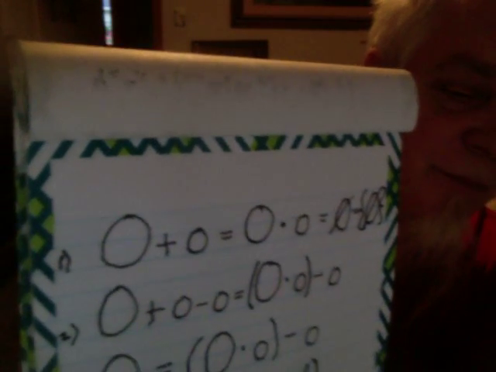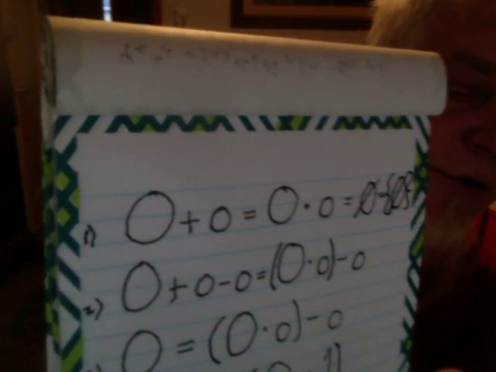Step number one, let's see if I can get this up here right. I can't get this up here right. Step number one is where you take 0 plus 0 and set it equal to 0 times 0, and that all equals the null set.